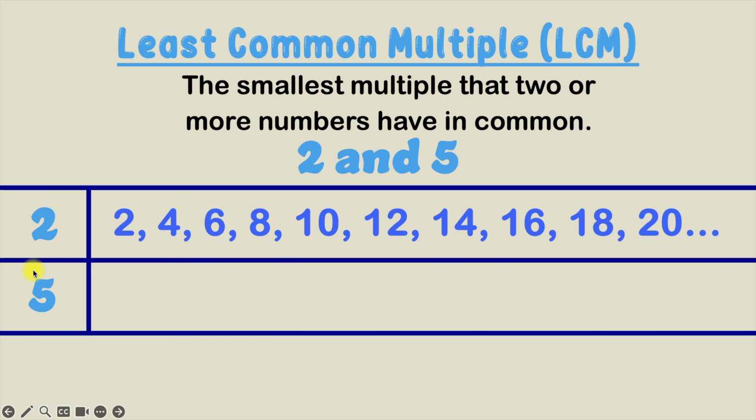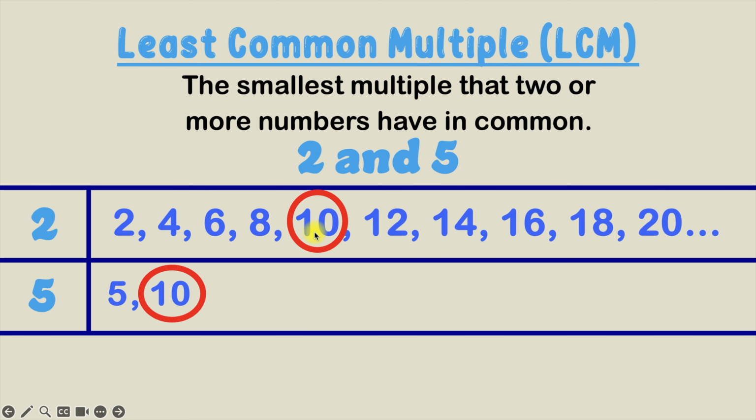Now we'll start listing the multiples for 5. And we'll keep going until we find a match, because we're looking for the least common multiple. We don't care about the other common multiples, we only want the smallest one. So the first multiple for 5 is the number 5. There's no match here, so I can keep going. And what's the next multiple of 5? Well, that's 10. Do you see 10 here?